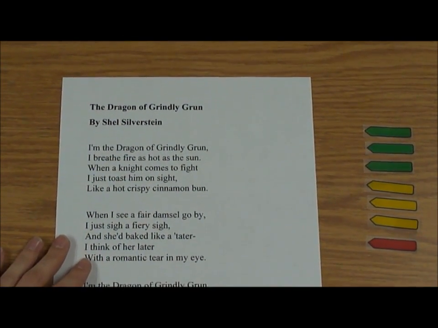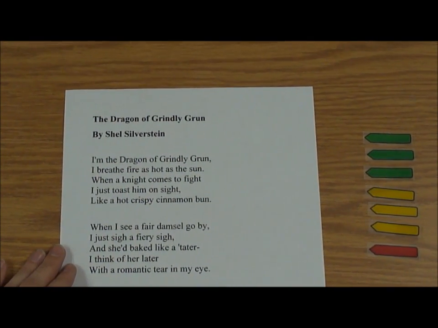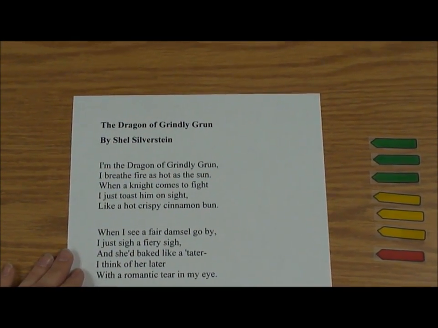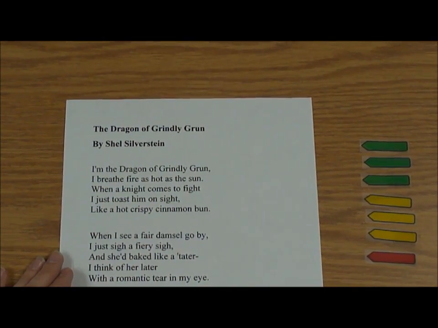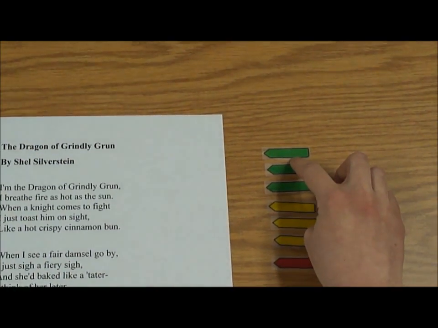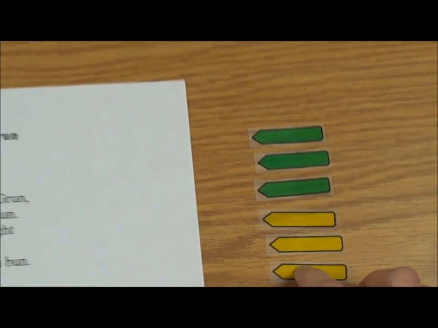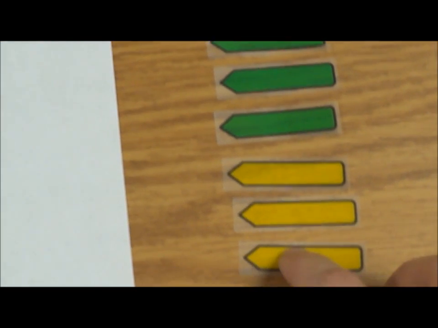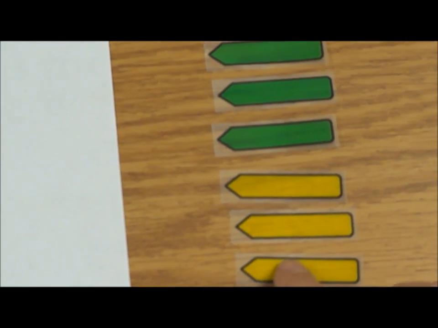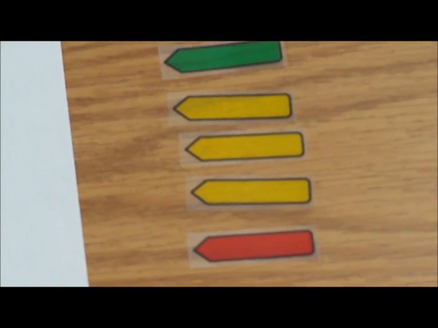Today we are going to be reading a poem called The Dragon of Grinly Grun by Shel Silverstein. As I read the poem, I'm going to monitor as I go through using these colored flags. I'm going to put a green flag at the end of a line if I understand it. I'm going to put a yellow flag at the end of the line if I'm not sure about part of it, and I'm finally going to put a red flag at the end of the line if I do not understand the line or part of it.